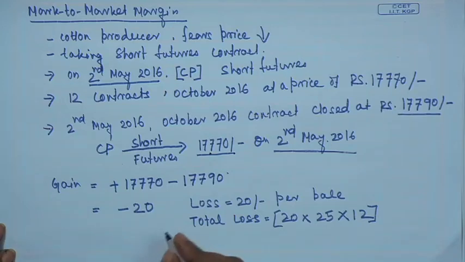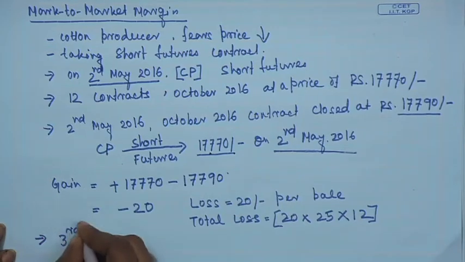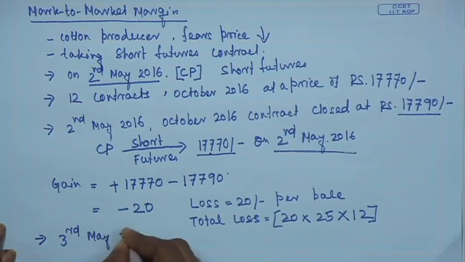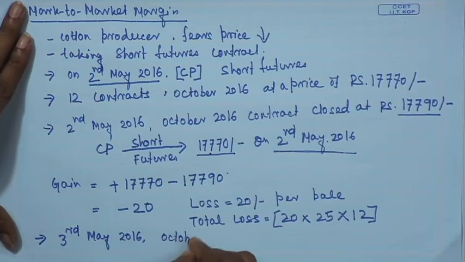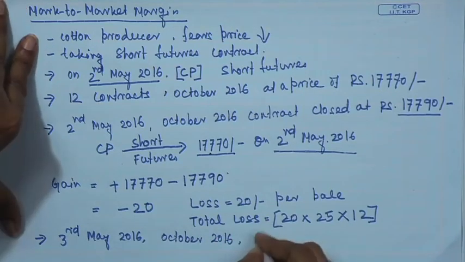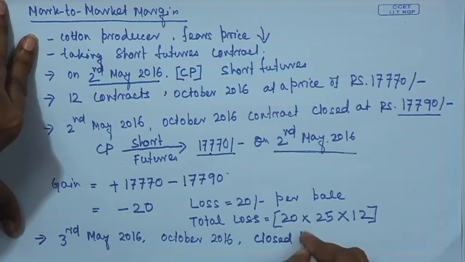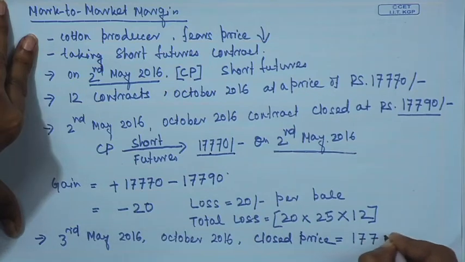Now let us go to the next day. Similarly, on 3rd May 2016, the same October 2016 futures contract closed at, let us say, closing price of 1707.50.